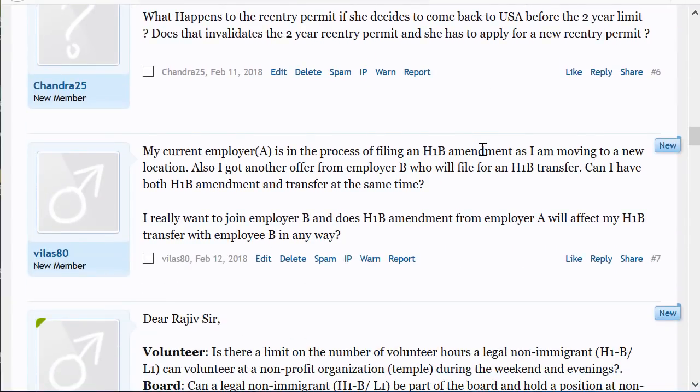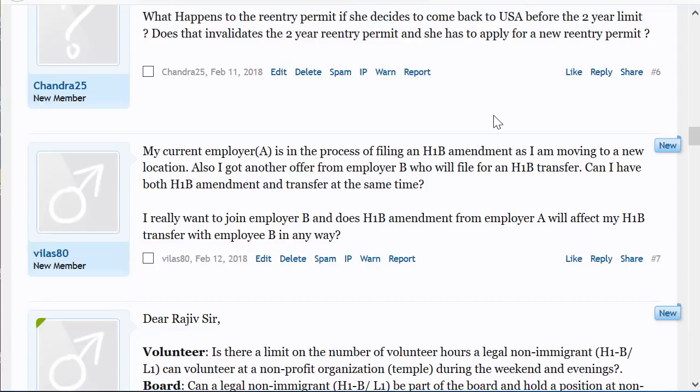Yeah, so a re-entry permit is like a multiple entry visa. You can use it multiple times during the time that it's valid. Vilas 80 says, my current employer A is in the process of filing an H-1B amendment as I am moving to a new location. Also, I got another offer from B who will file for an H-1B transfer. Can I have both an H-1B amendment and transfer at the same time?